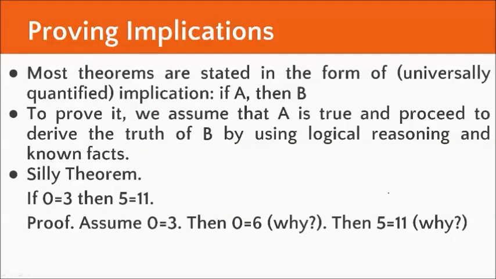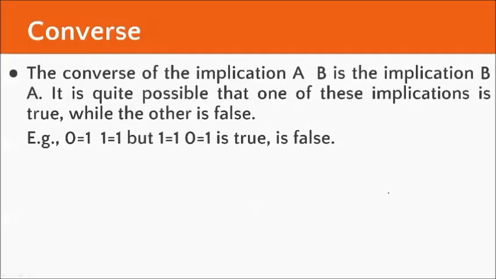Okay, proving implications. Most theorems are stated in the form of an implication. So if A, then B. To prove it, we assume that A is true and proceed to derive the truth of B by using logical reasoning and known facts. A silly theorem: if 0 equals 3, then 5 equals 11. So assume 0 equals 3, then 0 equals 6. Why? Then 5 equals 11. Again, these are just assumptions or theorems that have to be proved depending on the given. Of course, you're going to prove it through logical reasoning.